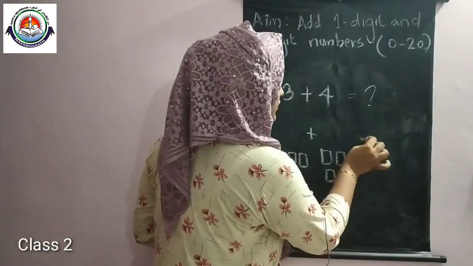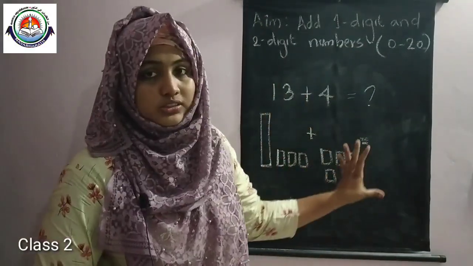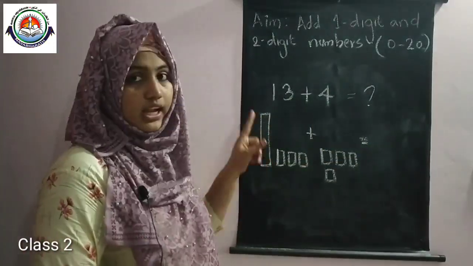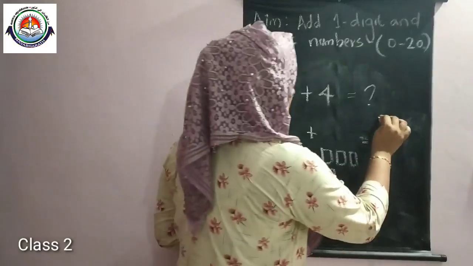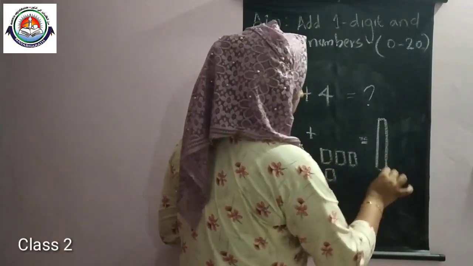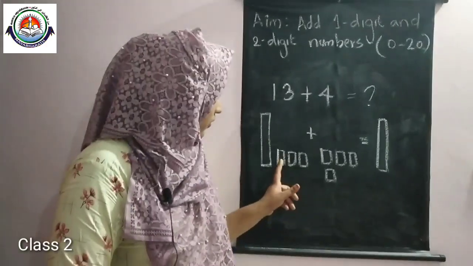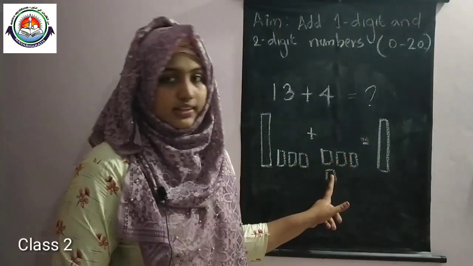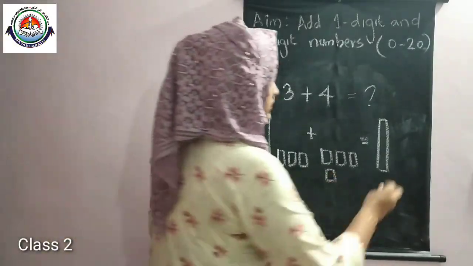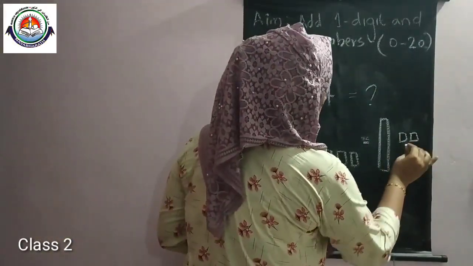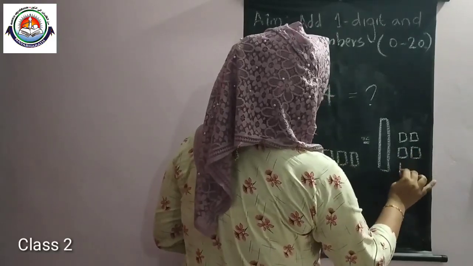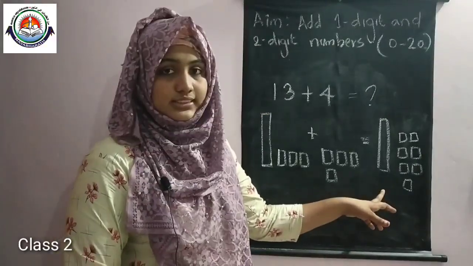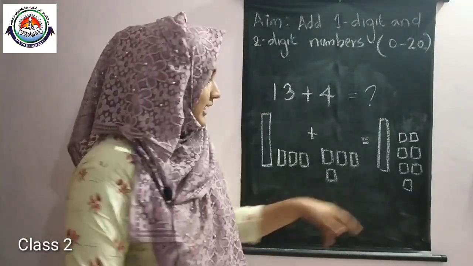Then we are going to put these blocks together and we can find the sum. Here only 1 tens block. Then 1, 2, 3, 4, 5, 6, 7. 7 ones blocks. Which number is this? Number 17, right?